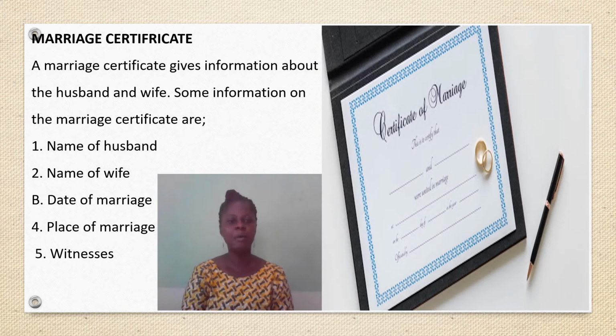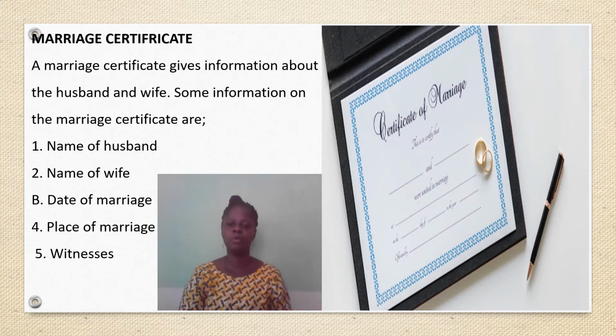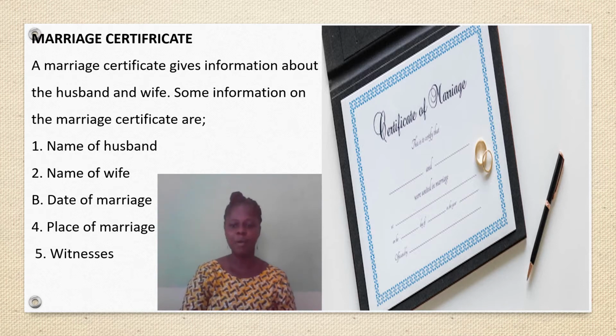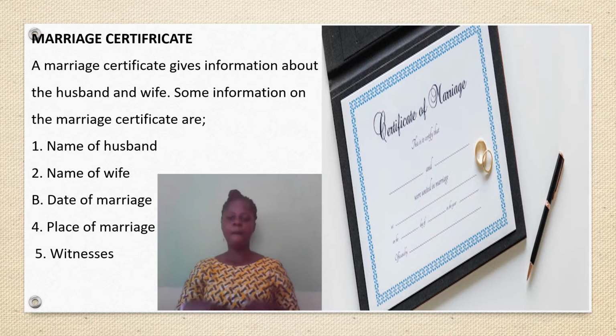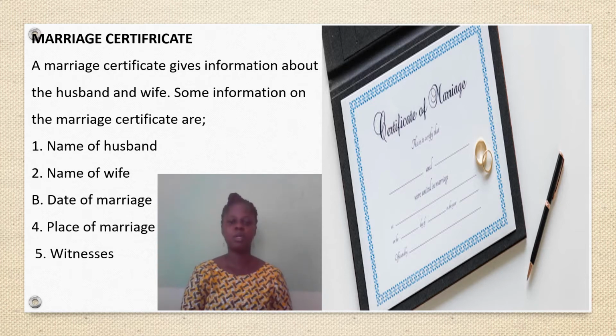Another one is the marriage certificate. When a man and a woman get married, the information about their marriage is also written on a paper. You see information like the name of the husband, the name of the wife, the day they got married, and the place they got married. You also see information about the people who witnessed the marriage. This is also an example of a record paper or book where information about past events is kept.